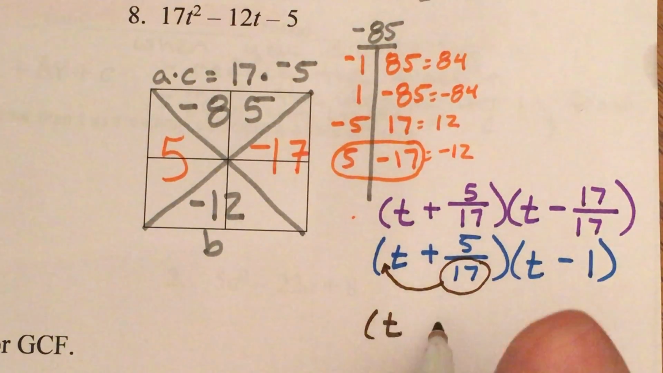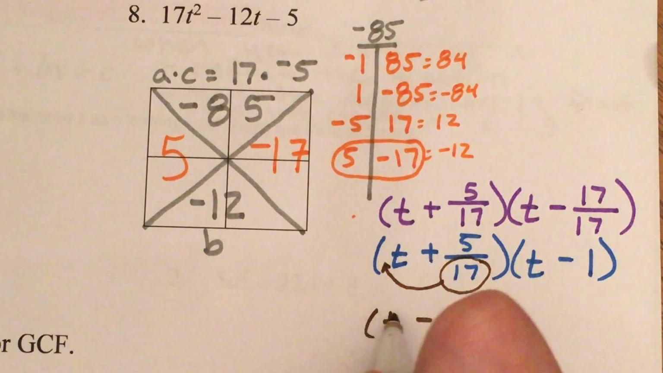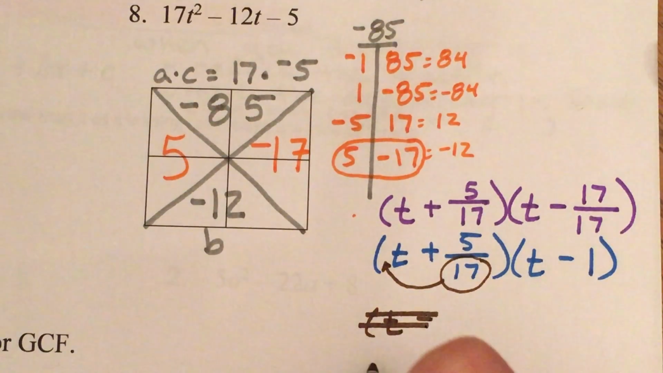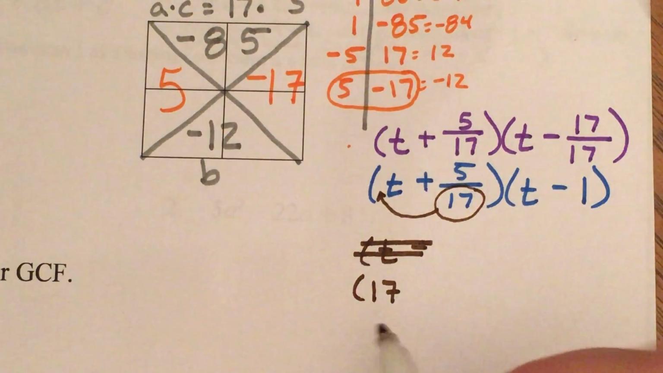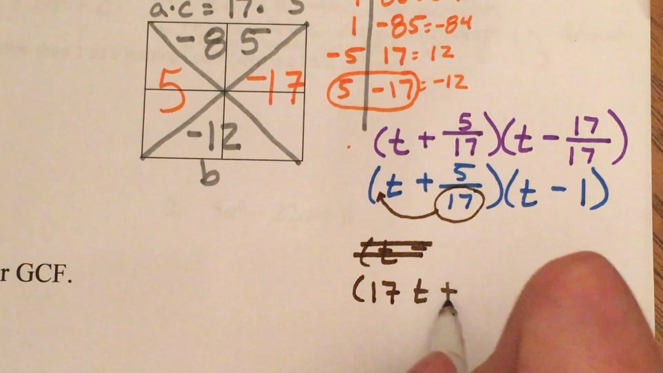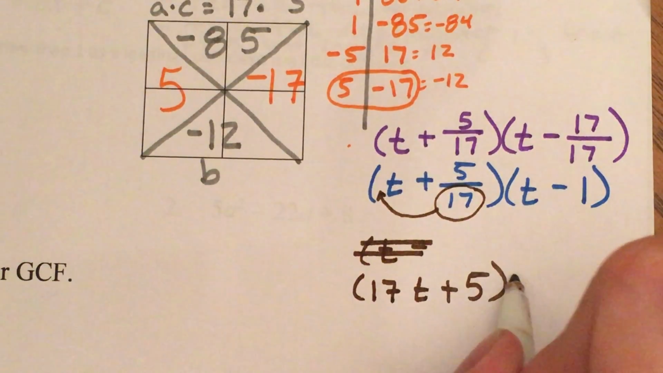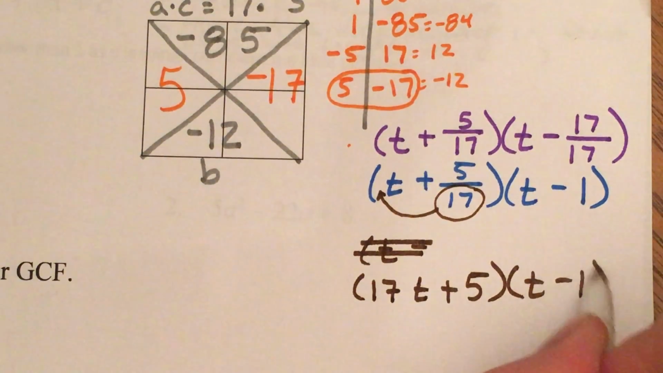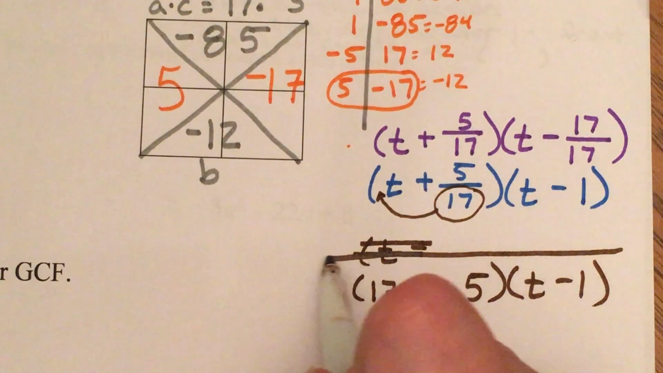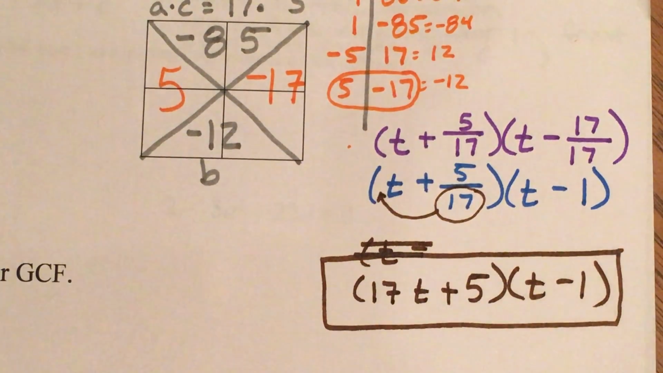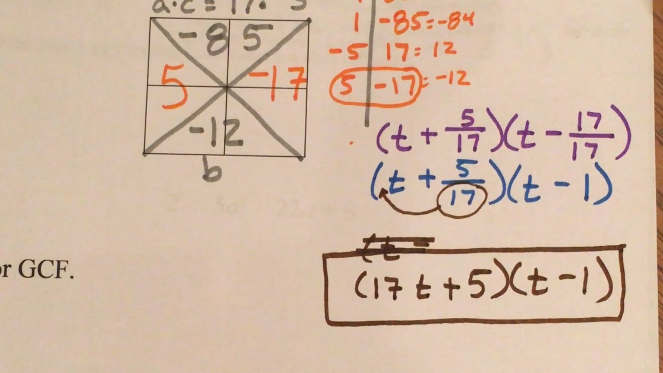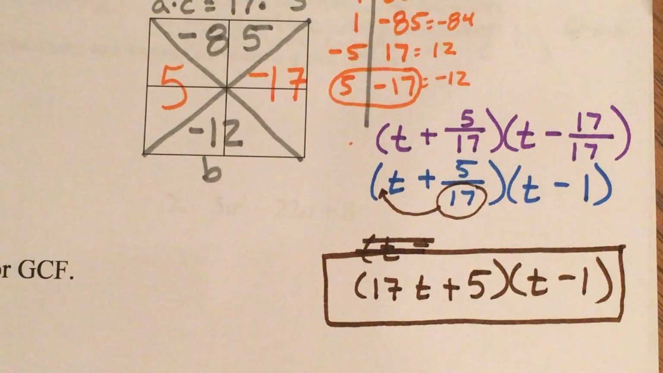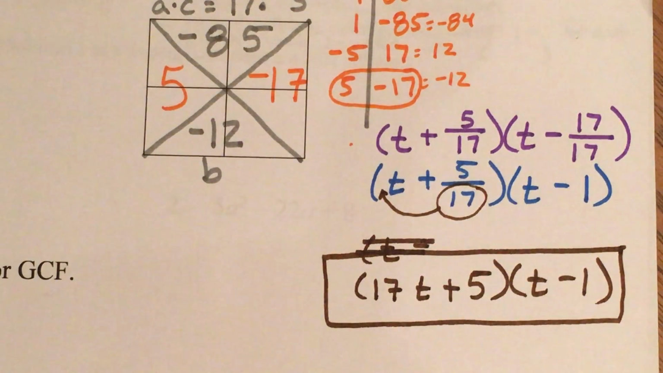Okay, T, whoops, I said it, I didn't write it. 17T plus 5 times T minus 1. There it is, my final answer. Wasn't that great? All right, I want you to pause the video and do number 5 and number 7. If you need some help, come and talk to me.